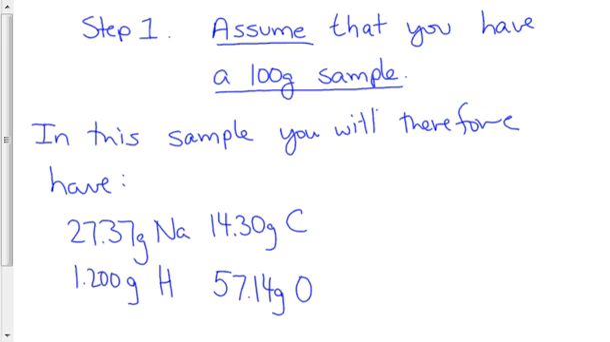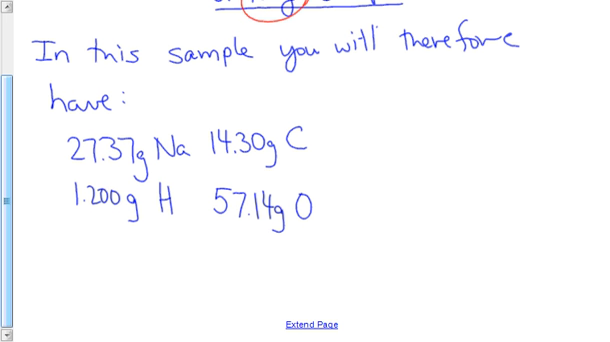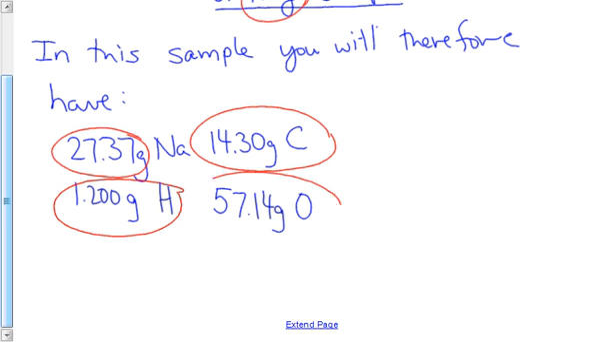So my first step is going to be that I assume I have a 100 gram sample. Why a 100 gram sample? Because it's going to be easy to figure out how many grams of each of the component elements make up this compound. So in this sample, because it's 100 grams and 27.37% is sodium, then I will have 27.37 grams of sodium. The same goes for hydrogen. I'll have 1.200 grams of hydrogen, 14.30 grams of carbon, and 57.14 grams of oxygen.